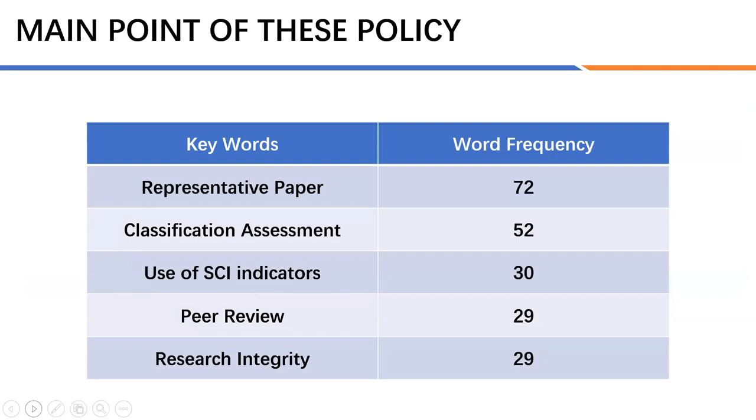After reading the policies and counting word frequency, we find the main principles of this reform are the following points. The first is to use representative works and classification assessments, use the SCI index correctly, use peer review in science and technology assessments, and pay attention to research integrity.